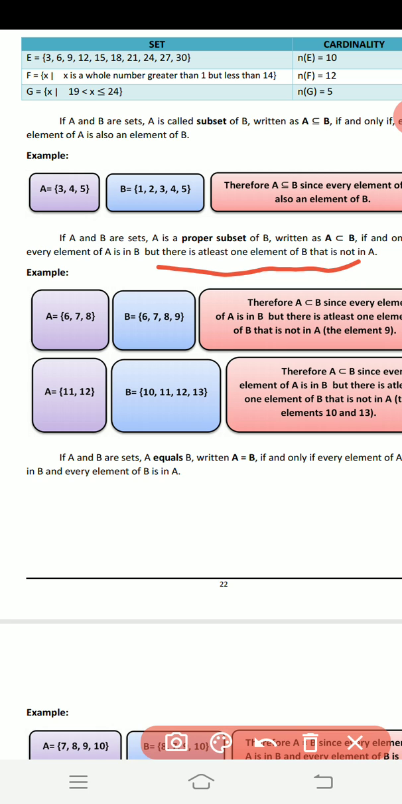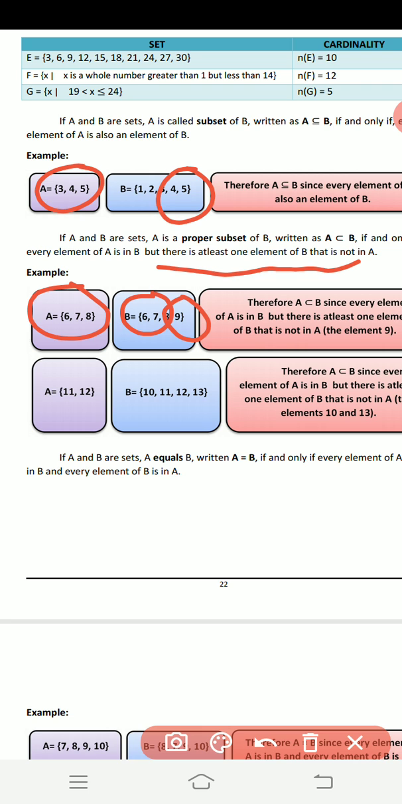So, paano yun? Kanina, sa subset natin, kung ano daw yung makikita dito sa A, ay dapat makita sa set B. Pag proper subset naman, if A is a proper subset of B, so lahat ng elements na nasa A ay nasa B din provided na yung isang set ay meron siyang isang element na wala dun sa isang set. In this case, set A.